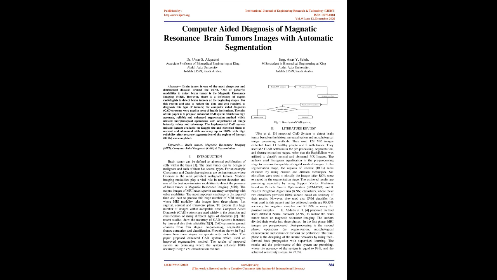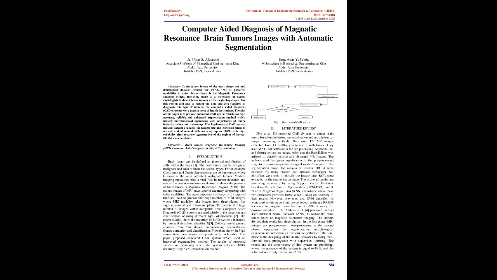Introduction. Brain tumor can be defined as abnormal proliferation of cells within the brain. The brain tumor can be benign or malignant and each of them has several types. For example, chordomas and craniopharyngiomas are benign tumors, whereas gliomas are the most prevalent malignant tumors. Medical imaging modalities play a vital role in tumor detection, and one of the best non-invasive modalities to detect the presence of brain tumor is magnetic resonance imaging, MRI. The output images of MRI have superior accuracy compared with other modalities.